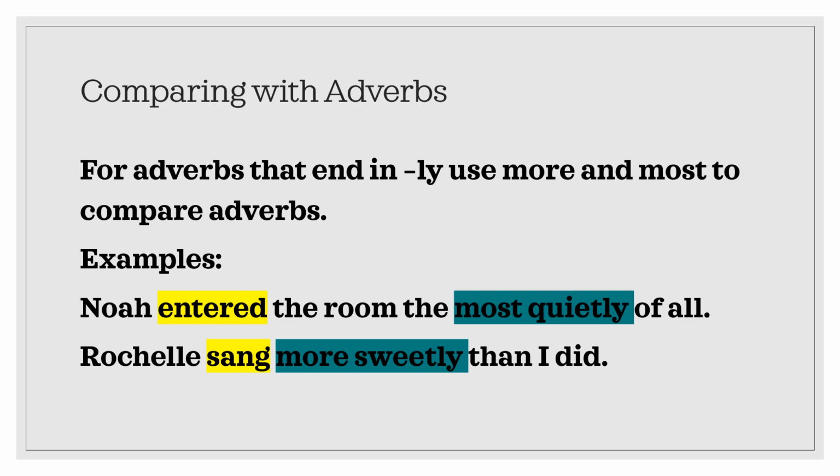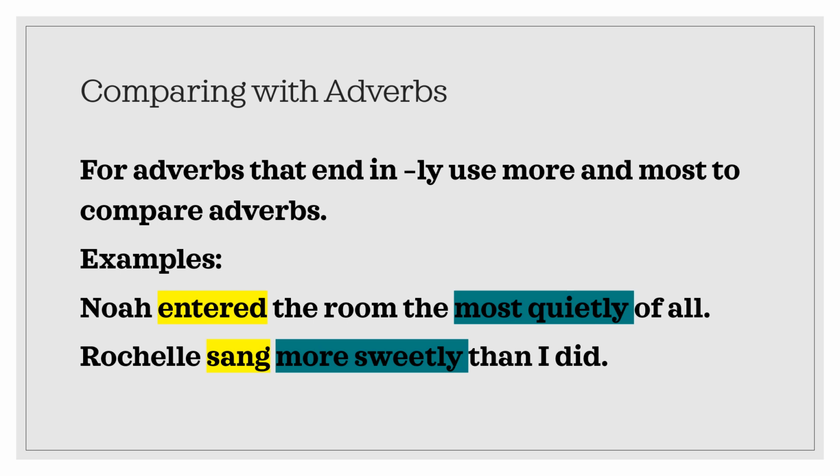So Noah is the subject. What did he do? He entered. Now this one actually has more than one adverb because it also tells you where he entered, which was the room, but there's no comparison there, so I didn't highlight it. Most quietly of all. Again, that keyword of all, there's more than two people coming in the room. He entered the most quietly.